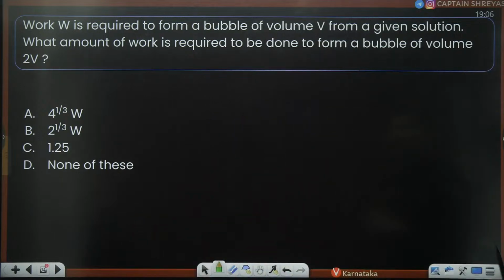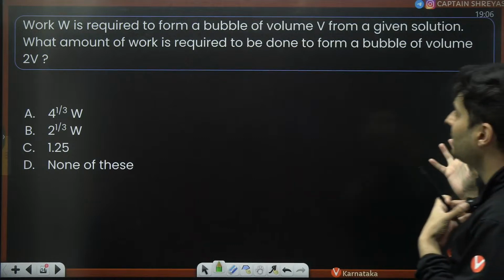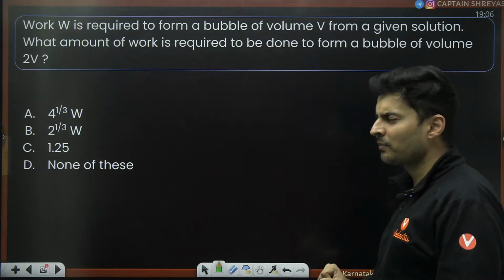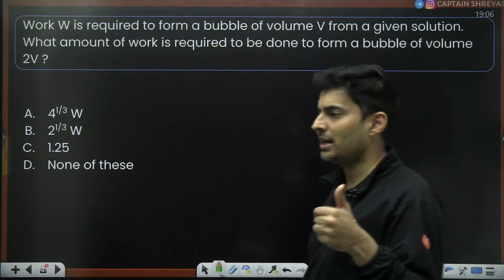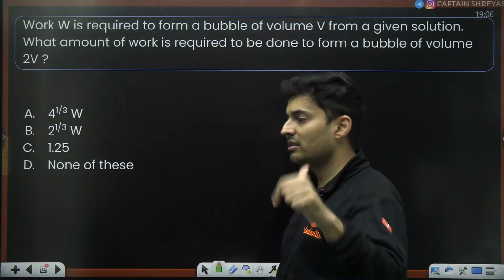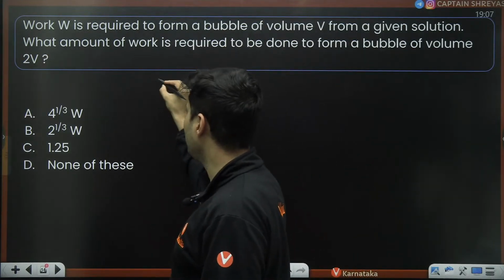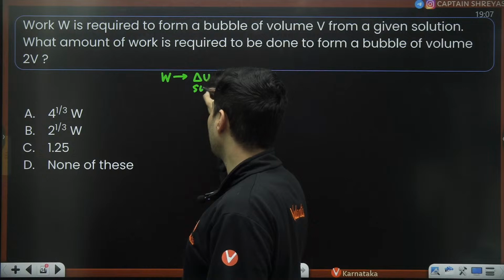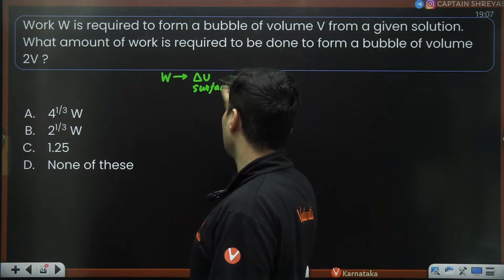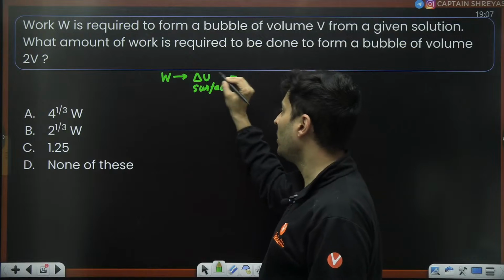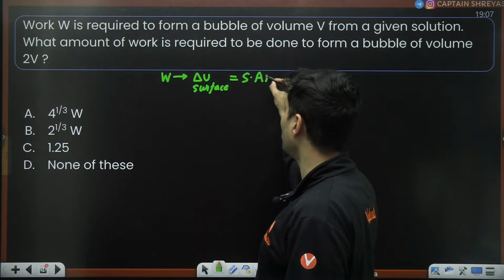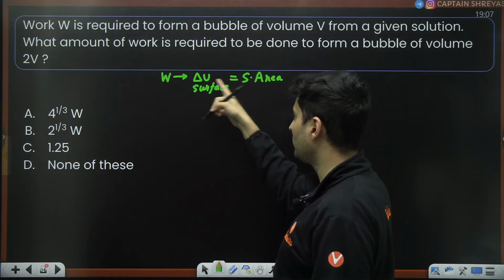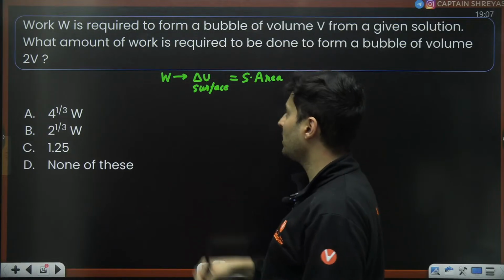Okay, the work required to form a bubble of volume V is given. How much work will be done to make a volume 2V? Is work related to volume? Not directly, but actually to the area. This is a concept of surface tension. You will remember that the work required is the change of the surface potential energy, and that is given by USA, United States of America. U is equal to surface tension into area. That is how I remember the formula: U is energy, S is surface tension, A is area.